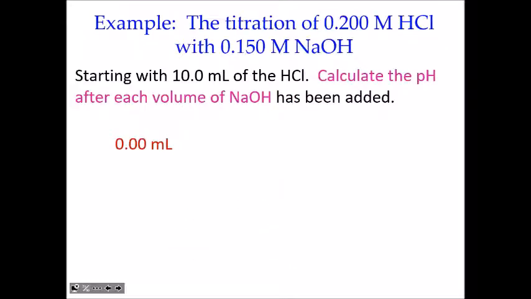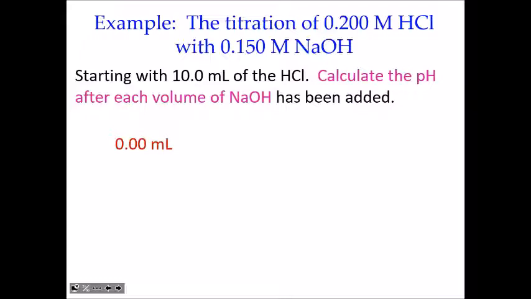So starting here with 0 milliliters, we have strong acid hydrochloric, 0.2 molar. We have strong base, 0.15 hydroxide. Calculate the pH after each volume of sodium hydroxide has been added. Originally in our flask, we have 10 milliliters of the hydrochloric to start with. Then you're going to slowly add the hydroxide. That's what's going to be in the buret. And of course, look for the calculation change.